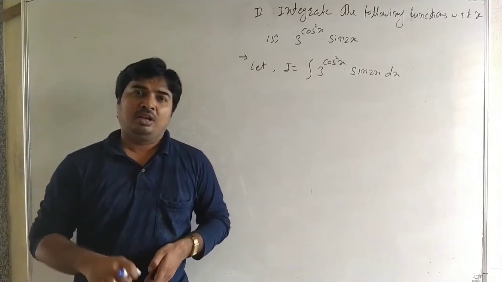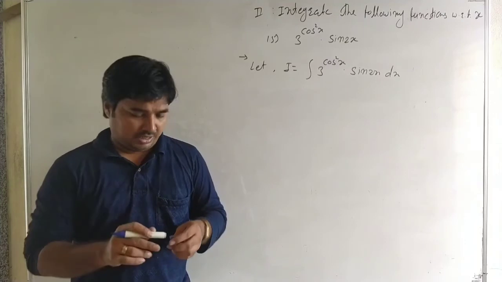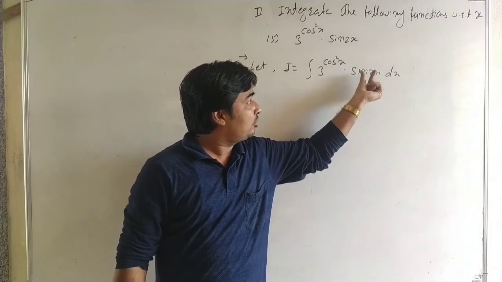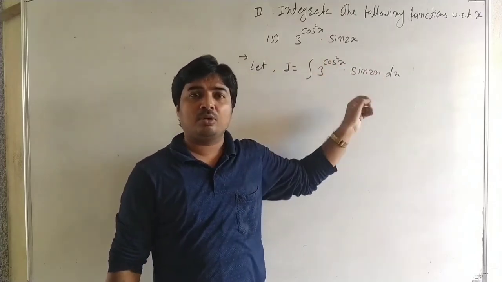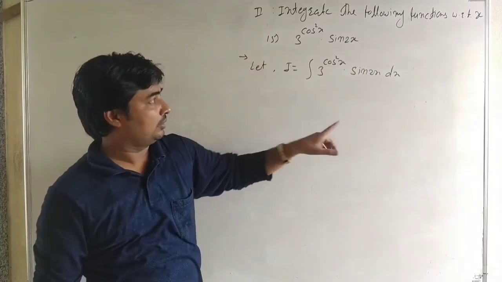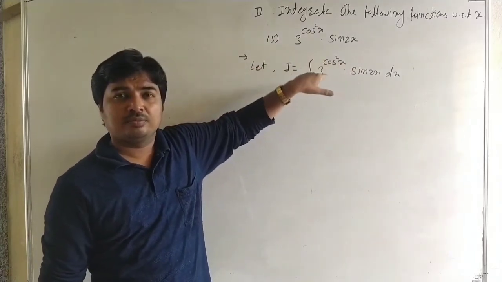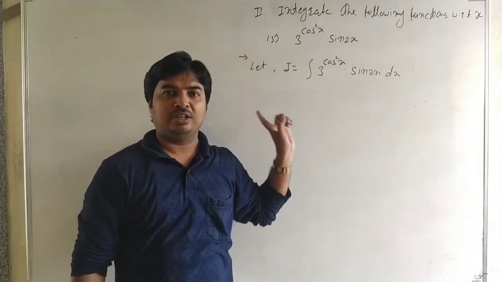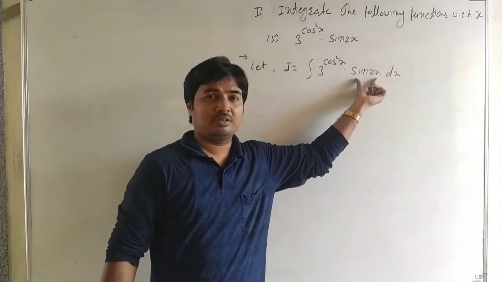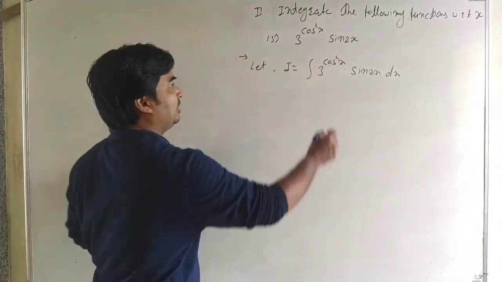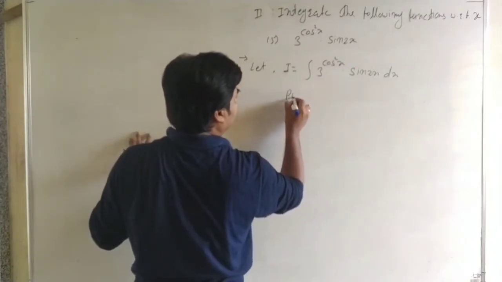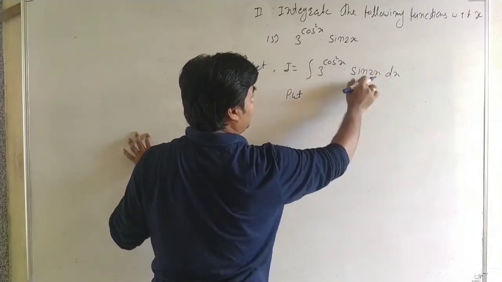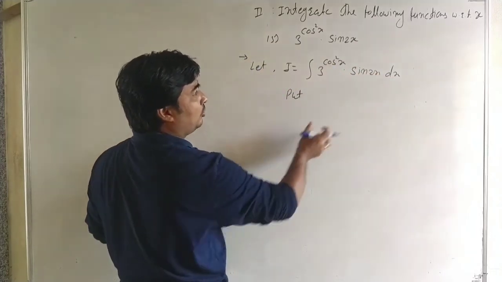So we put cos square x equal to t, but is the derivative of cos square x in the multiple of dx or not? See carefully. The derivative of cos square x is 2 cos x into minus sin x, and 2 cos x sin x is sin 2x, and the minus we can write on the RHS. Here we cannot see the derivative of cos square x directly in the multiple of dx, but after using the formula, it is sin 2x.